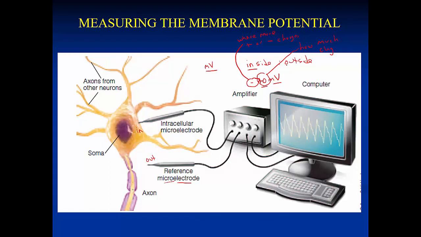Now let's just step back for a second though and set that aside for a minute. If the charge inside is minus 70 millivolts, what's the charge outside? Well, how much charge is separated? We know it's 70 millivolts worth. Is the outside more positive or negative? It's more positive. Okay, so this is a little confusing. So if the outside is plus 70 millivolts, the inside is minus 70 millivolts. All right, what's the difference in charge between the inside and outside?